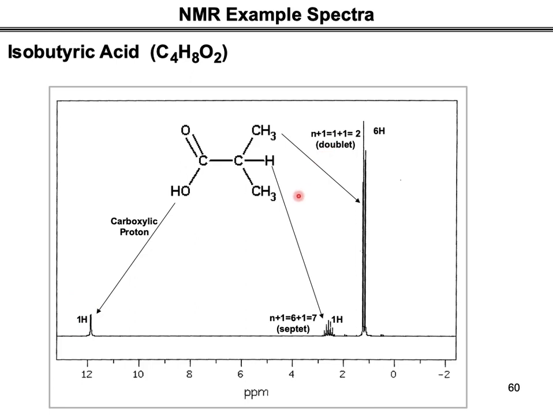So how many different types of proton? These methyls have the same chemical environment, right? This one is A, this one is B, and this one is C. So how many different types of proton? Three: 1, 2 and 3. Now we talk about the different chemical shifts.